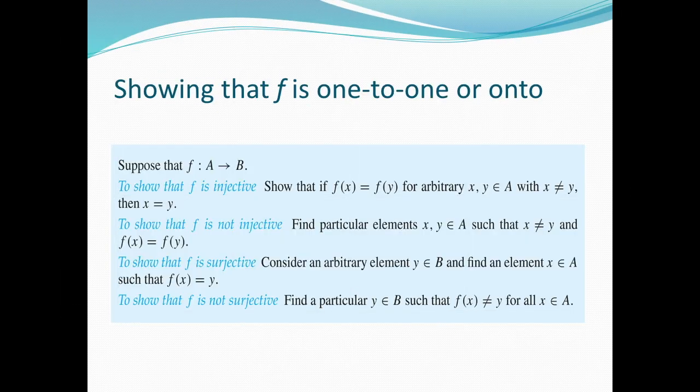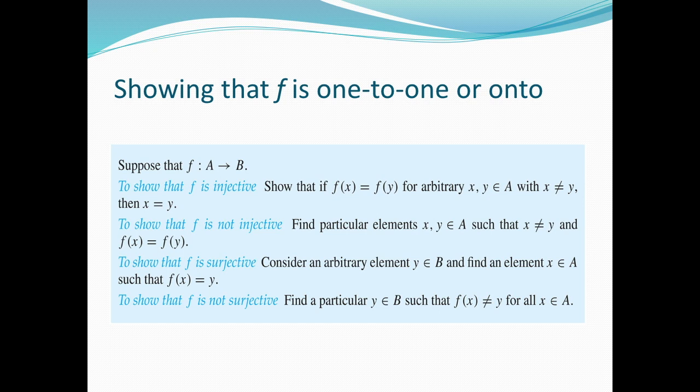So how would you show that f is one-to-one or onto? Basically, suppose that you have a function f. You need to show that f is an injective function, so you take x and y as arbitrary values, and you check. You need to make sure that x is not equal to y, and sometimes you try when x equals y, so you can see the relationship holds under the function f. Now, for a function that is not injective, you need to find particular elements where x is not equal to y and f of x equals f of y.